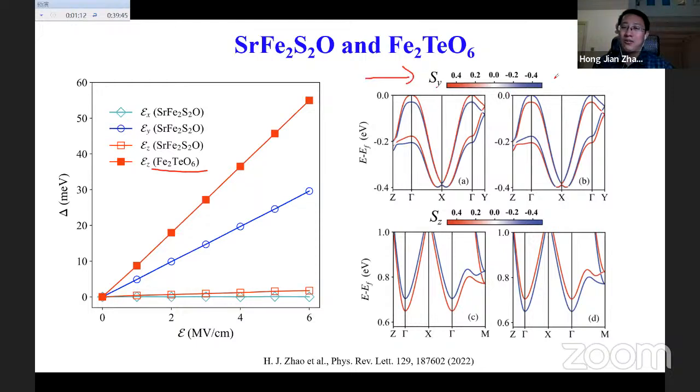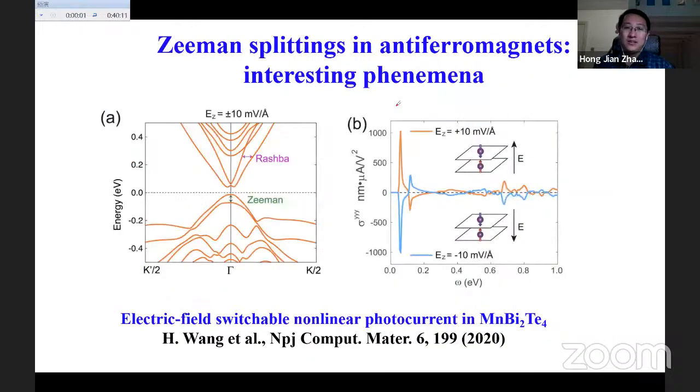and here you have an electric field pointing, let's say, along the opposite direction. You will see from the band structure that if you switch the electric field, then the spin magnetization is also switched from a positive value to a negative value. So it means the electric field can not only create the Zeeman spin splitting, it can also manipulate the electronic spin in antiferromagnetic materials. And let me show you that the Zeeman spin splitting in antiferromagnetic materials can lead to several interesting phenomena.